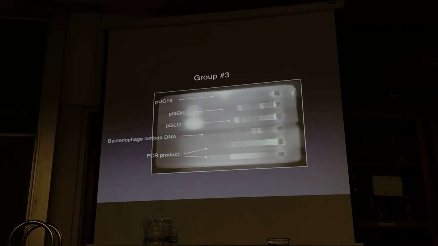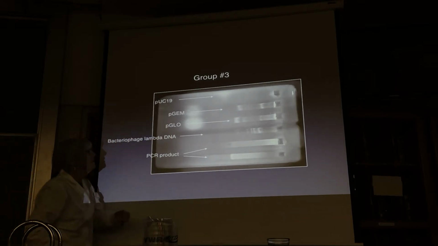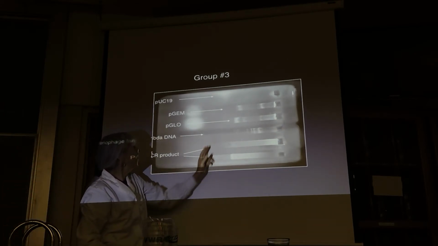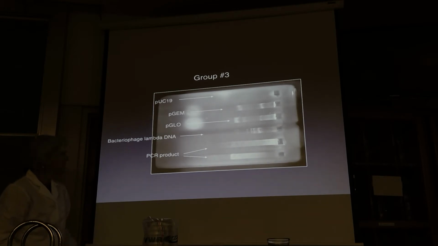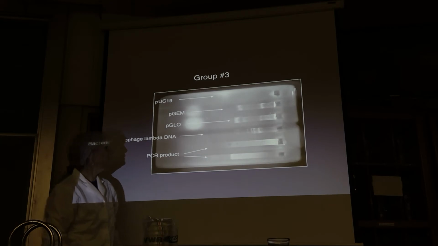Again, those labels are wrong. PUC19 is not there at all. The one that's labeled P-Glow, I think, is PUC19. And the one that's labeled PGEM actually is PGEM. But P-Glow is not there. So, in this gel, these 2 labels are switched. Again, with our standard, you can see 4 bands. This last band down here is not really visible. And our PCR product, this one's okay, this one's really smeary.